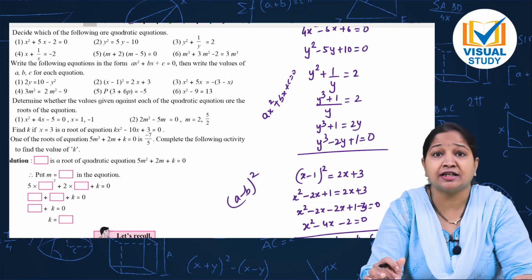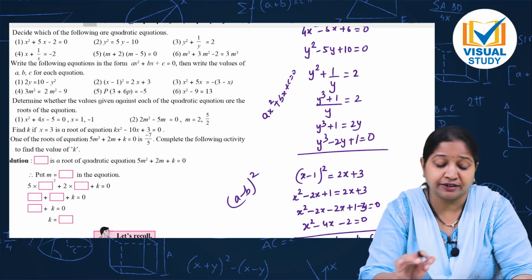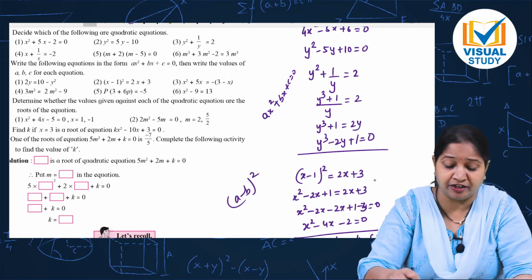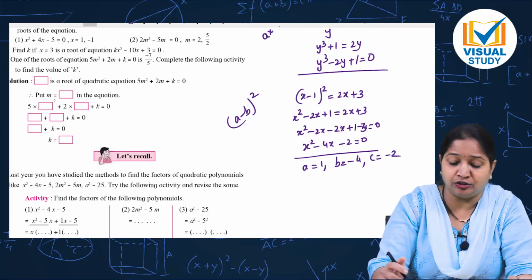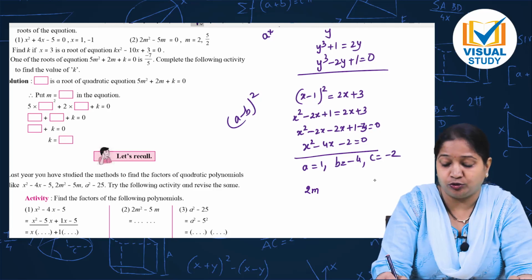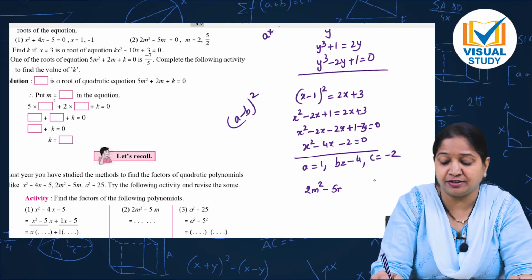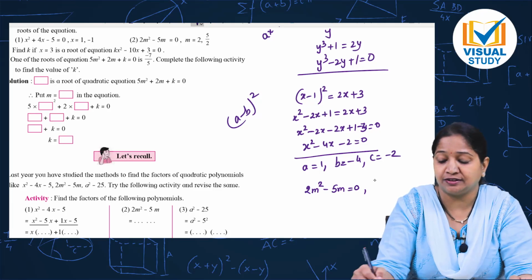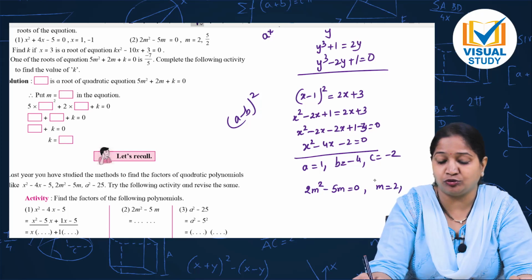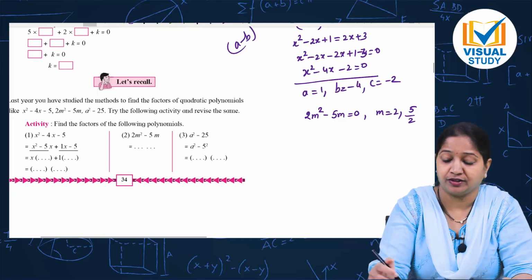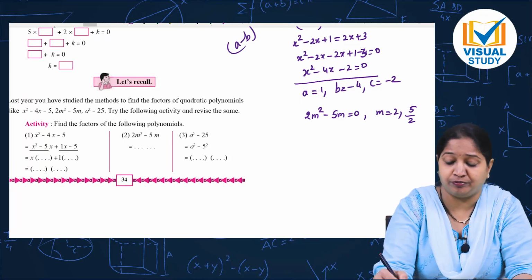You get your answer. If the answer is 0, that means it is the root of the given equation. I'll do the second one for you: 2m square minus 5m equal to 0, where m is equal to 2 and 5 upon 2. Substitute the value of m.